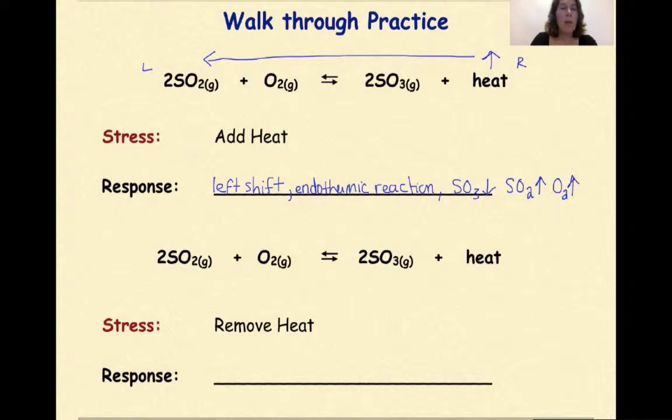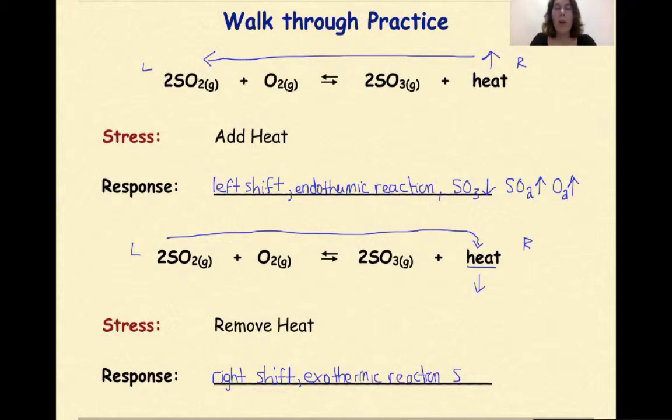Let's look at another example. So this is my left and this is my right. This time the stress is the removal of heat. Here is heat, it's still on the product side, that's fine. We're going to remove it, so now we need to shift our point of equilibrium to replace the heat that was lost. So the reactants are going to come together to form more products and as a result, replace the heat that was lost. The response here is a right shift. Heat is lost, so this is an exothermic reaction. As a result, the amount of SO3 will increase, SO2 will decrease, and the amount of O2 will also decrease.